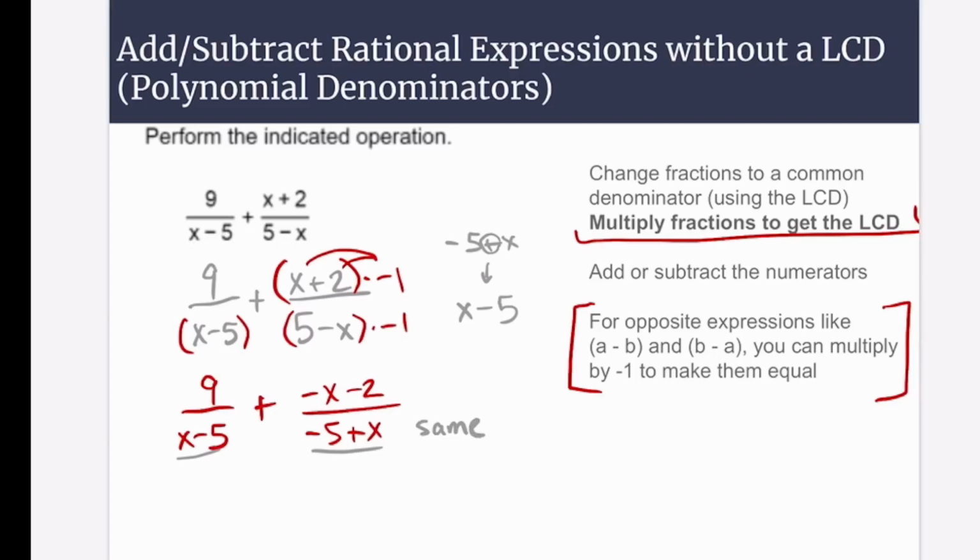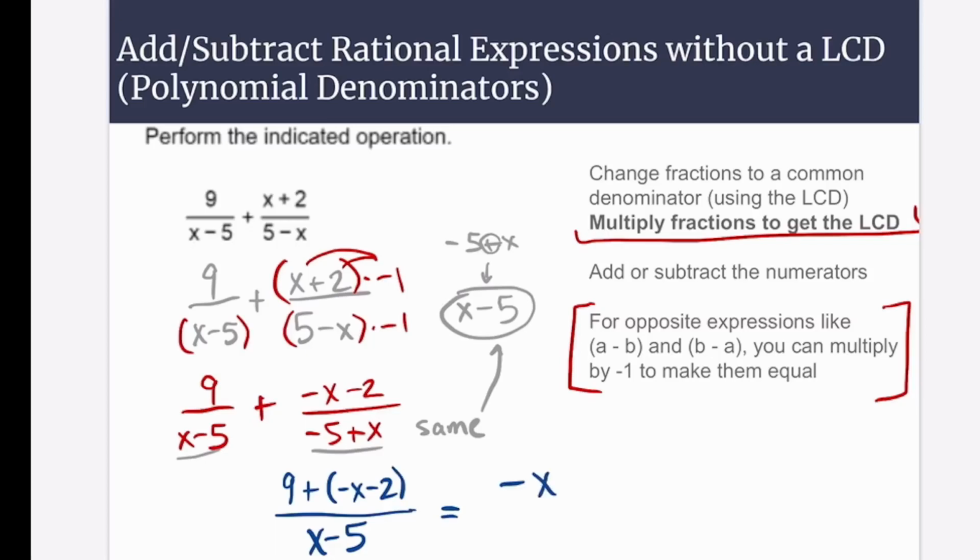Again, we're going to write it as x minus 5. We are not going to write it with the -5 plus x. So our denominator is going to be x minus 5. Our numerator is going to be 9 plus -x minus 2, and all we have to do is combine like terms. So our numerator is going to be -x, and then 9 minus 2 is 7. So -x plus 7 divided by x minus 5. That would be our answer for this one.